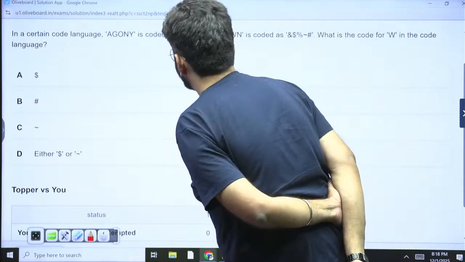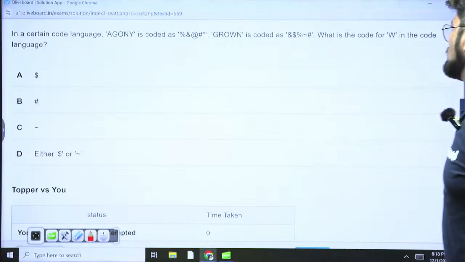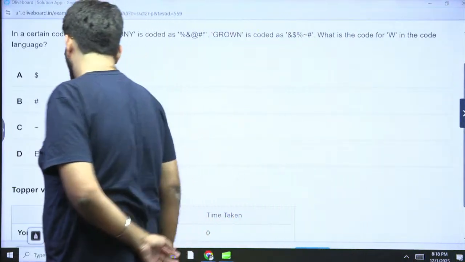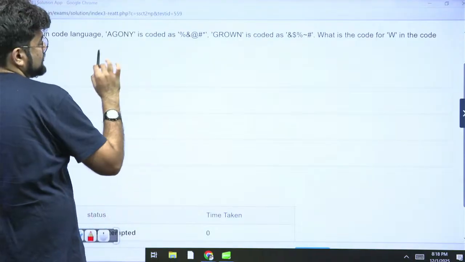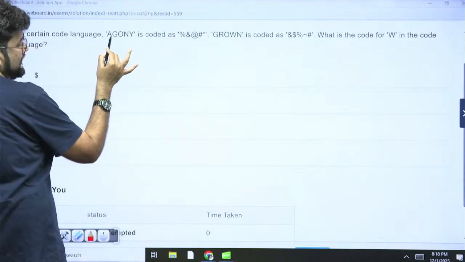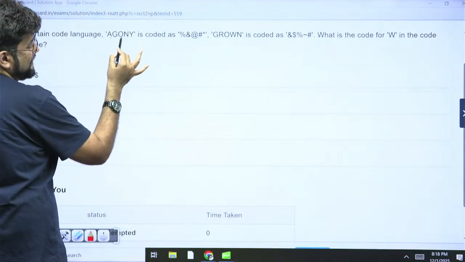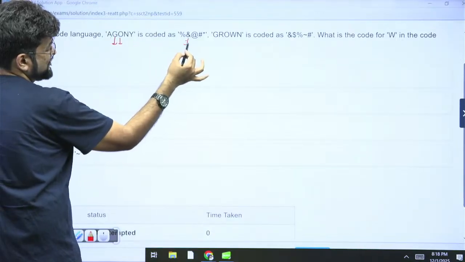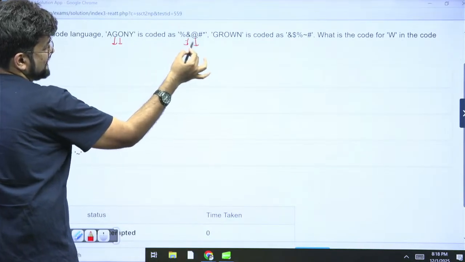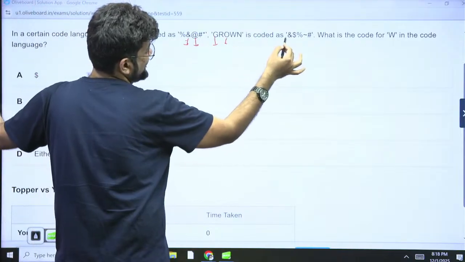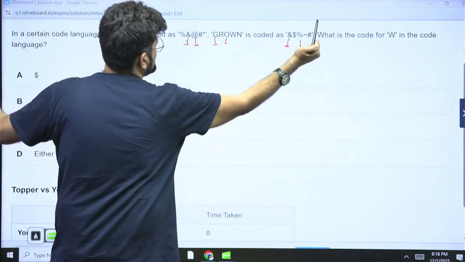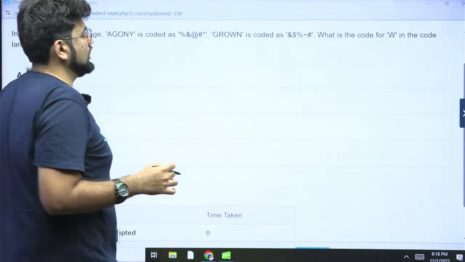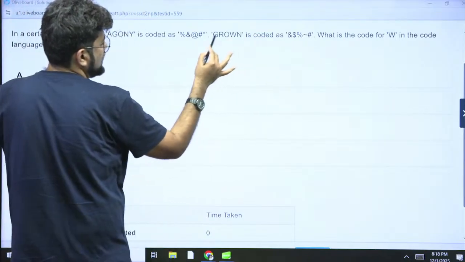Agony is coded as this. Groan is coded as this. What is the code for W? Now see, W, that means you have to just delete this. But is this positional? Just check if it is positional. So A, G. We have G and O here. So G, O is ampersand and at the rate. But GO here is ampersand and percent. So that means it is not positional. It is random. It is like Chinese coding. We are looking for the code of W. We'll have to delete the other codes.